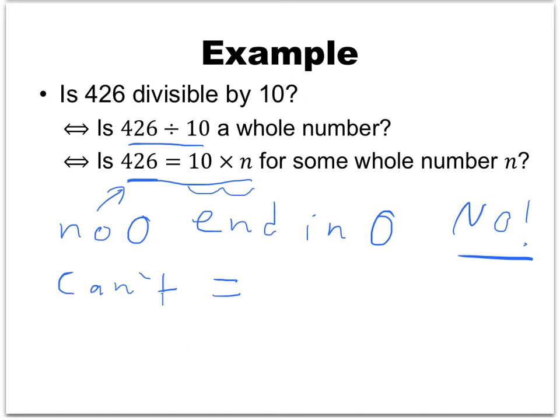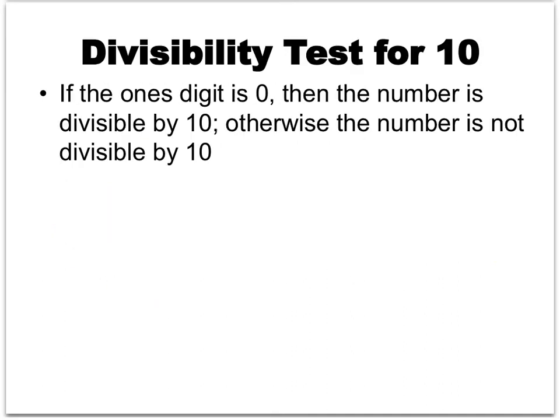So again, we see that all that really mattered was the last digit. And so that motivates our divisibility test for 10. If the ones digit is 0, then the number is divisible by 10. Otherwise, the number is not divisible by 10. All we've got to do is look at the ones digit.